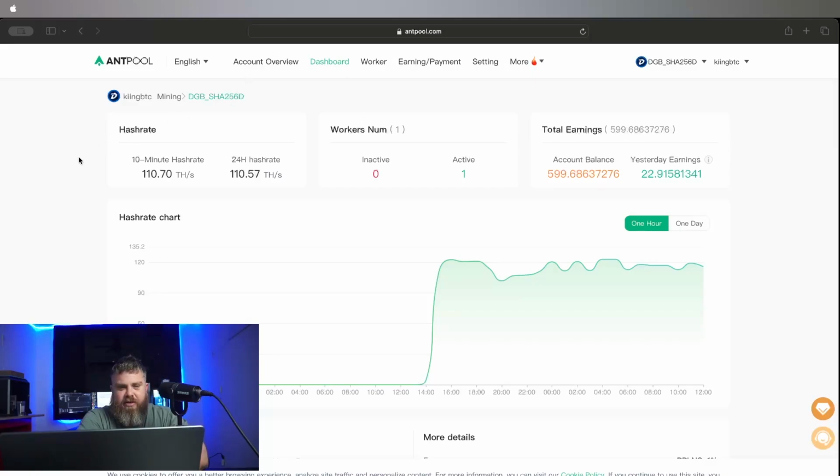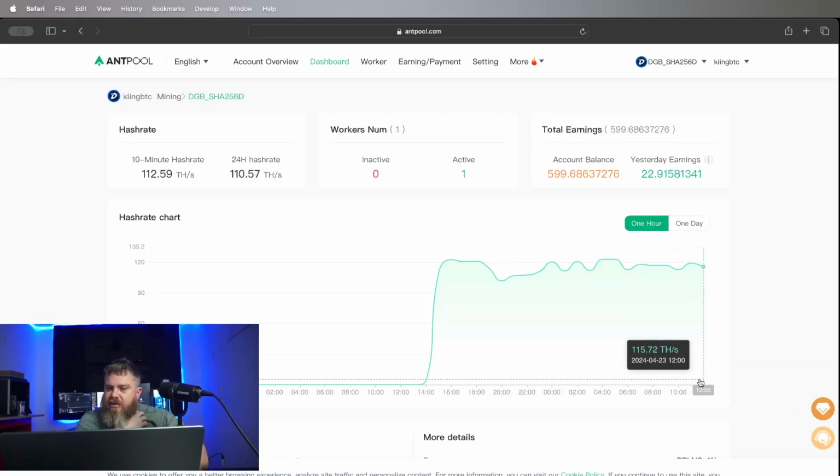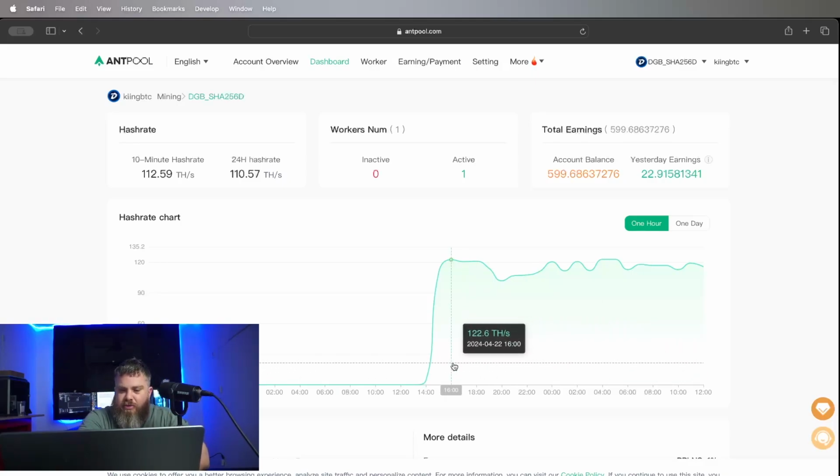Anyways, we are here, and you can see that the 10 minute average is about 112. This is on a 115 S19K. It's been going up to like 120 and down to 100, up and down, which is kind of normal ASIC behavior. Right now, we're at roughly 600 Digibyte, but you can see we started at 1400 hours and we're only at 1200 hours right here. So we're missing a little bit of the rewards, not a lot. We're missing about 2 hours of mining.